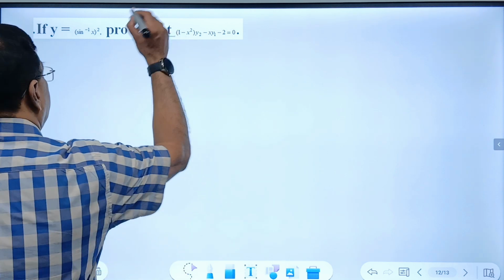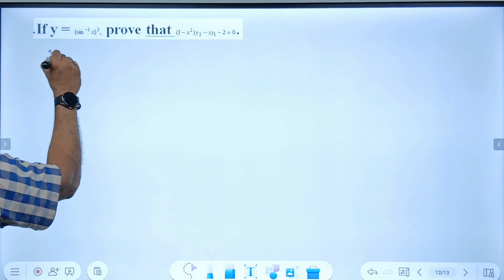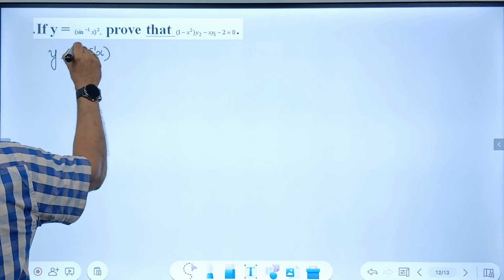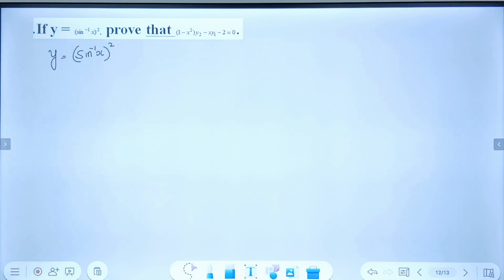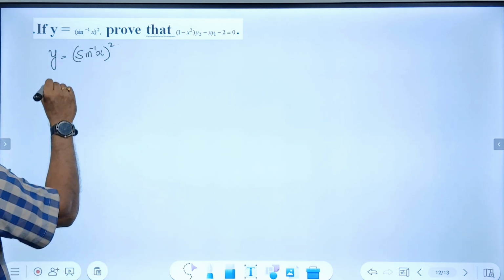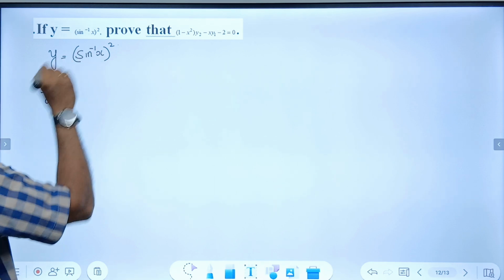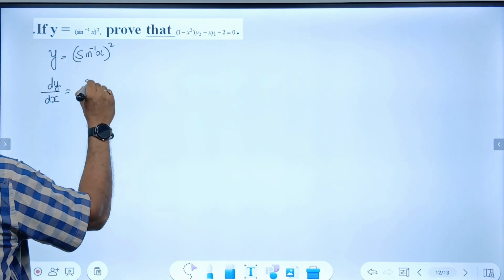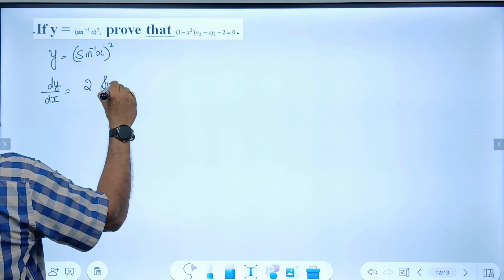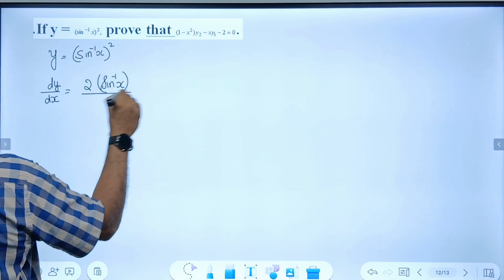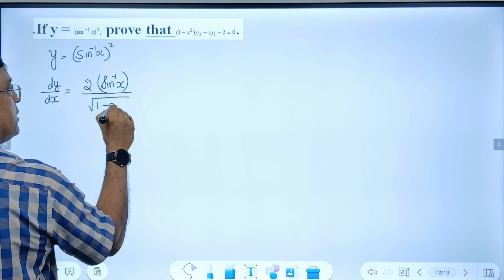Now this is again a very, very important type of question. y equal to sine inverse x the whole square. Okay, now how do I differentiate? dy by dx. First to differentiate the power. What is the power? The power is 2 sine inverse x. Then you differentiate the base. Sine inverse x is 1 by root of 1 minus x square.